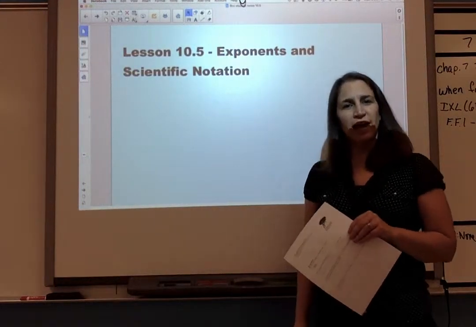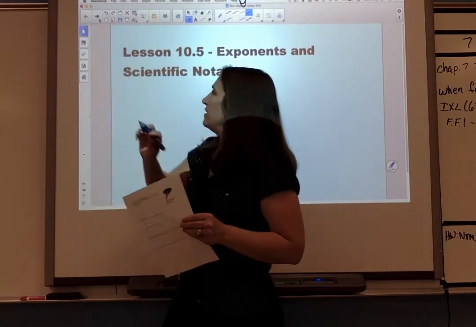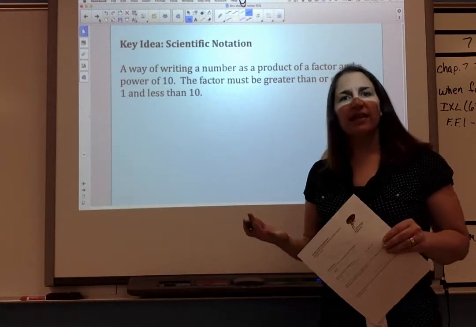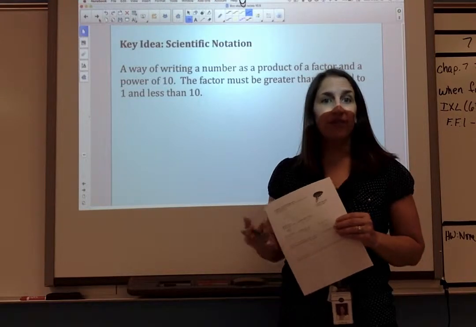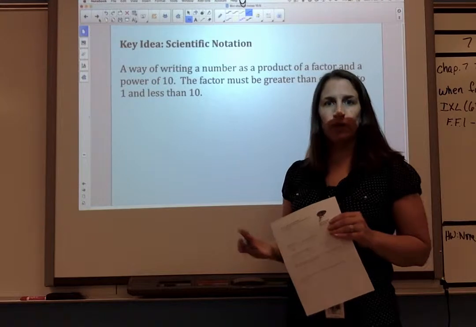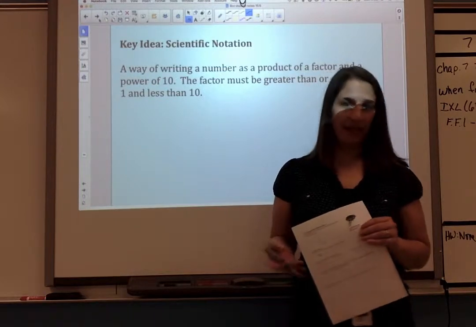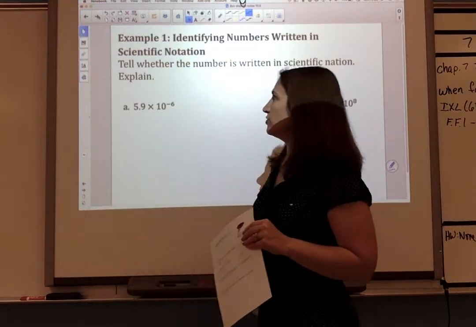Students, today's lesson is on exponents and scientific notation. So we'll start with a key idea, and that is that scientific notation is a way of writing a number as the product of a factor and a power of 10. That factor must be greater than or equal to 1 and less than 10. So let's look at some examples and see if they're written in scientific notation.